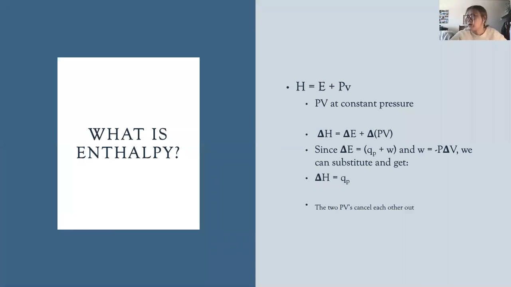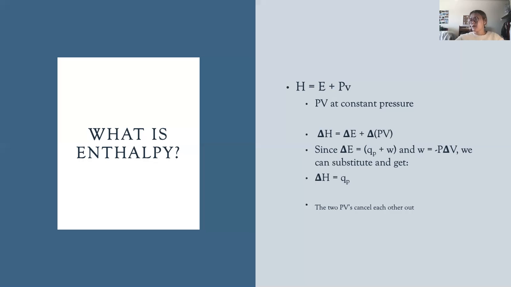So what is enthalpy? We have this H equals internal energy plus pressure times volume. This pressure volume is at constant pressure, so keep that in mind. But what's tricky about enthalpy is that it's not like a real number. It's more of an intermediate number we use to calculate other things. So that can get confusing.